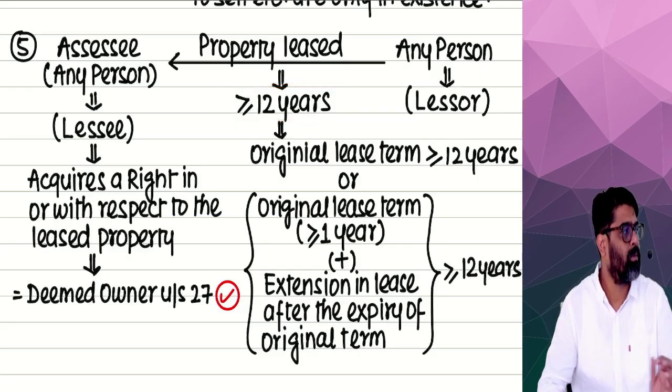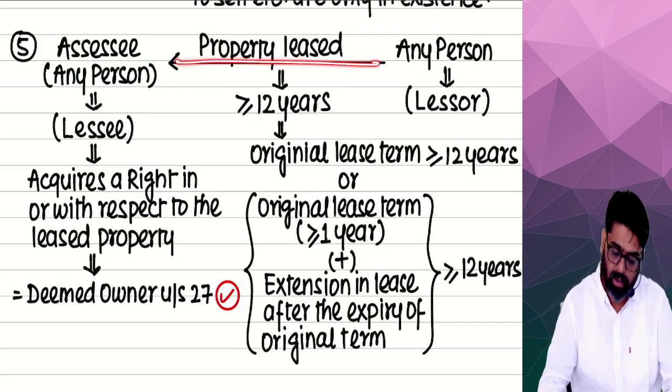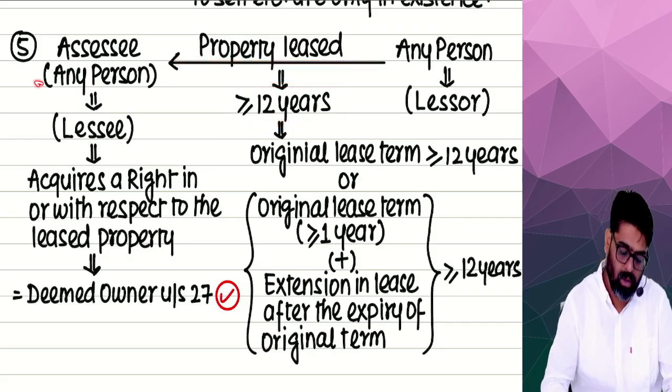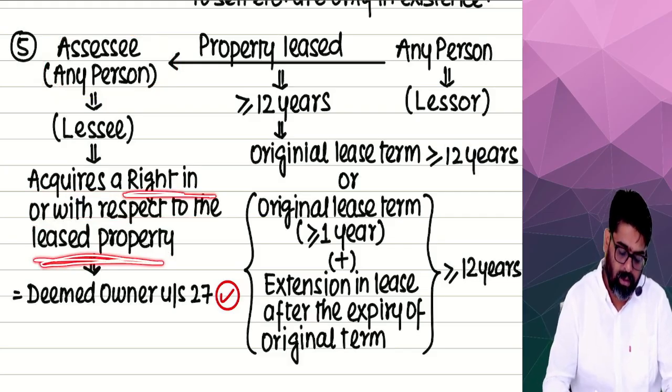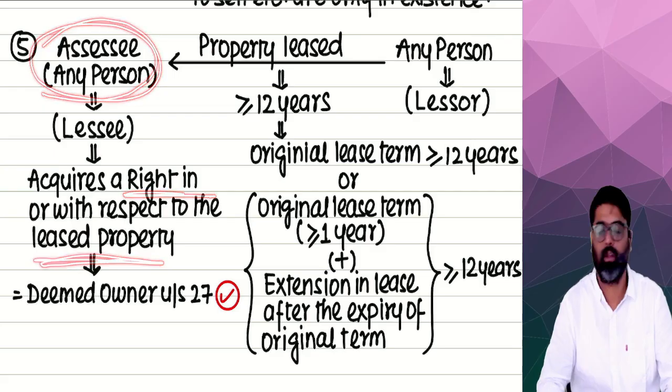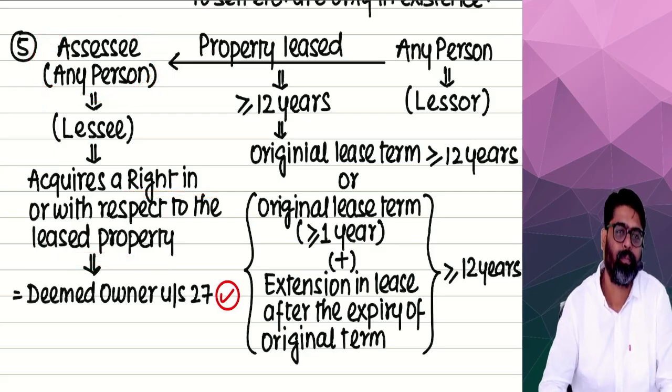So have you taken the property on lease? Yes. For how much period? 12 years or more. Meaning that you have taken the property on long-term lease. Now, whenever the property is given on a lease of 12 years or more, this assessee acquires a right, or with respect to the right in leased property. Who will acquire this right? Assessee. What right you will acquire?